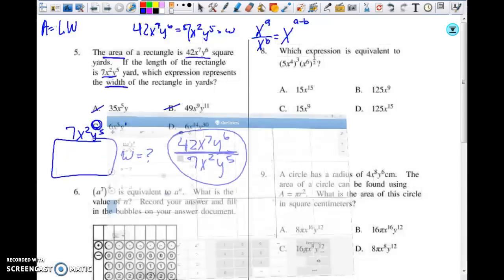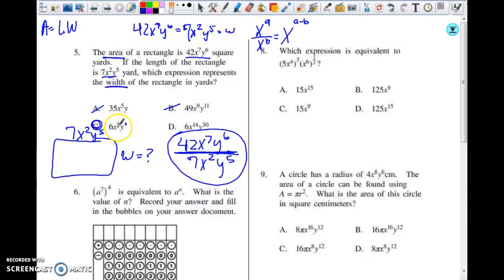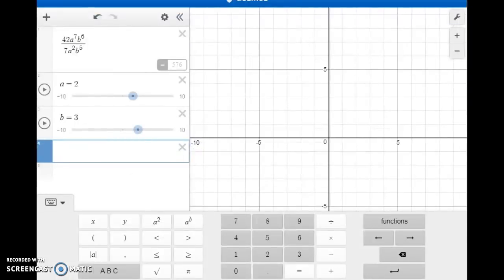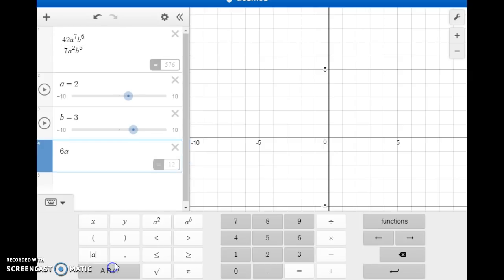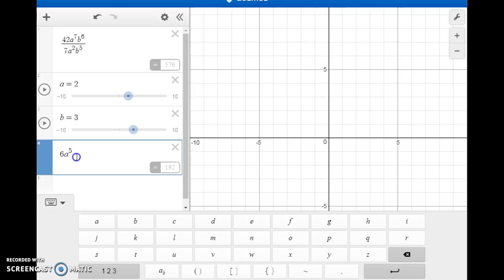All right? Let's check our answer down here. 6x to the 5th y. Again, we're choosing to use A and B. So I use 6 A to the 5th, B. All right. Look here. When I assign them different numbers, it's going to give me a number.